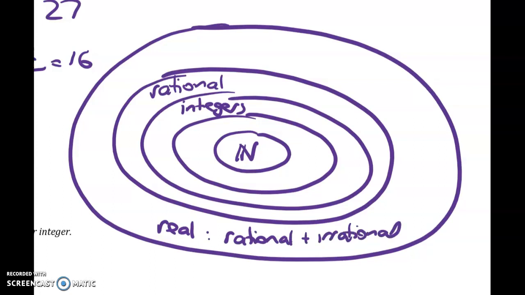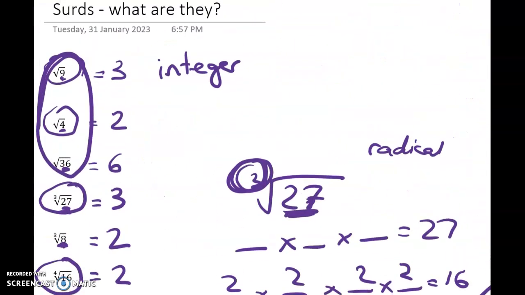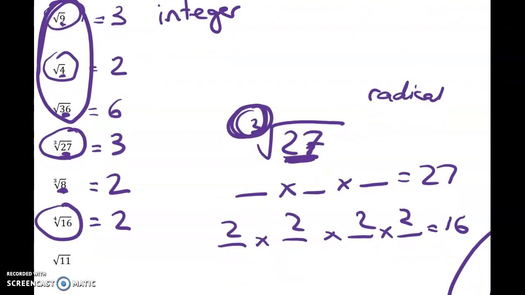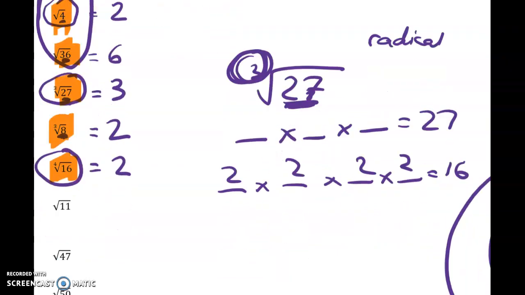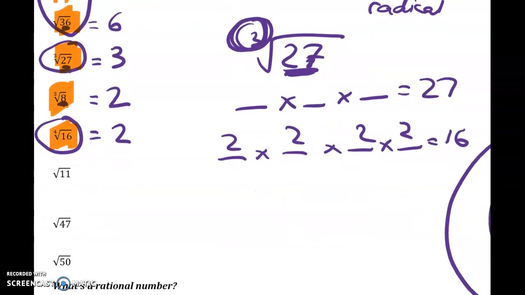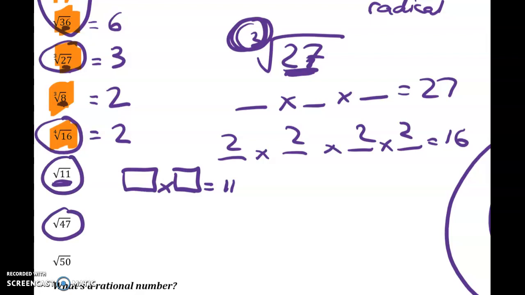And surds sit out here because they're irrational numbers, right? So remember, so far, we haven't been working with any surds because all of these are simply integers, right? But the next couple we've got here are surds. We can't simplify the square root of 11 any further, right? There's no something times something equals 11 where it's the same something, right? The same thing with 47. So that's as far as we can simplify those. So these two things here are finally surds.